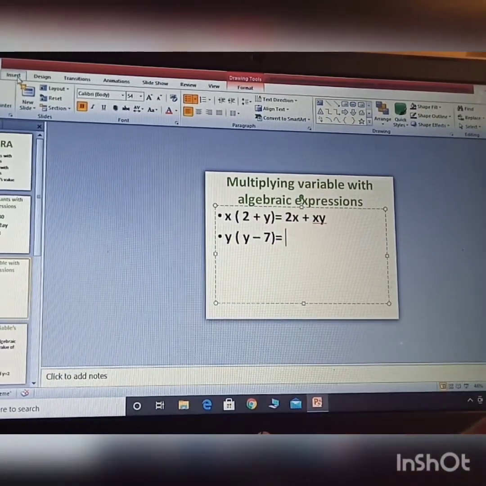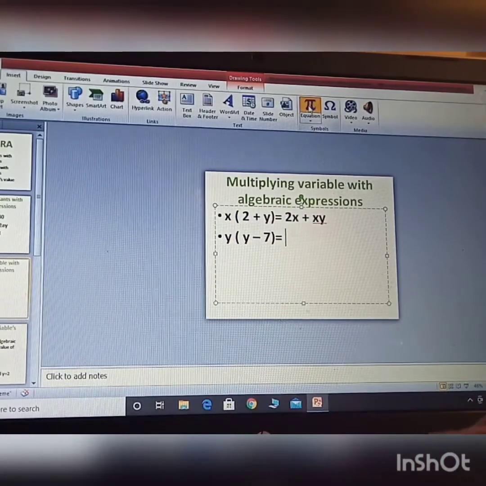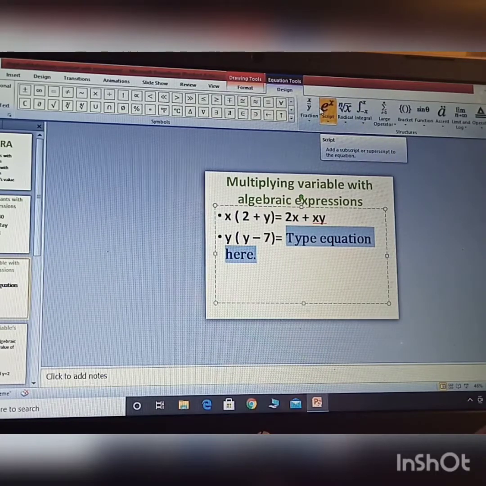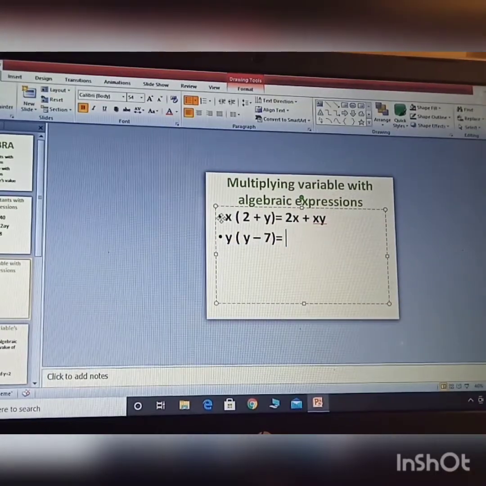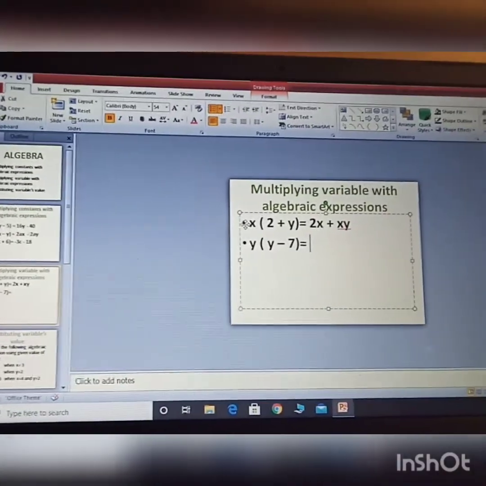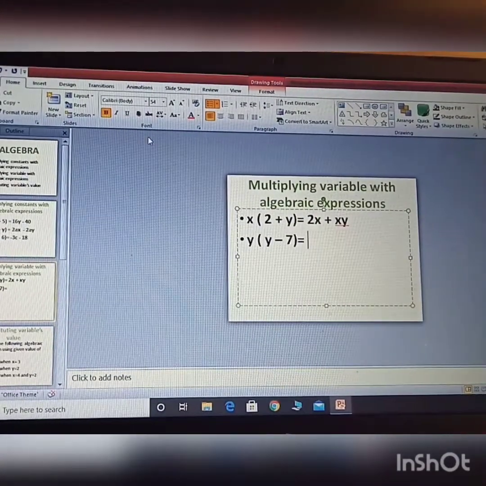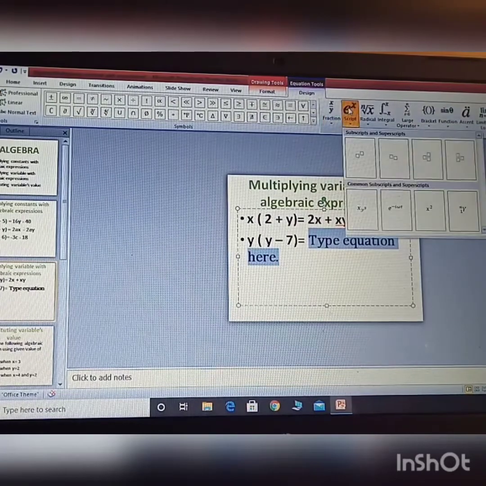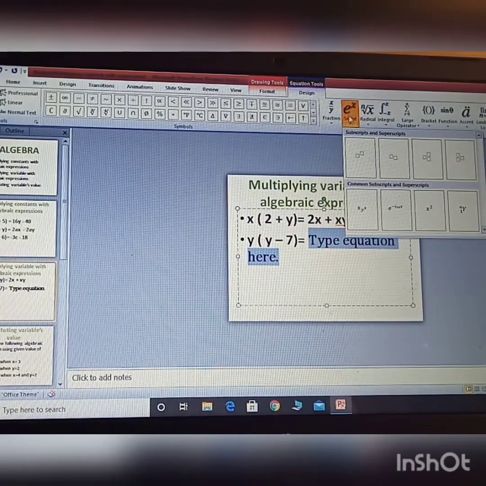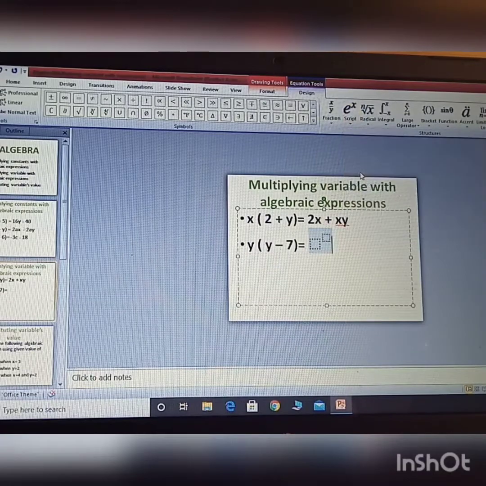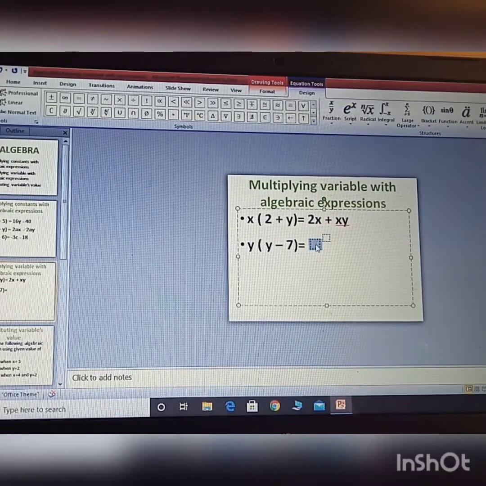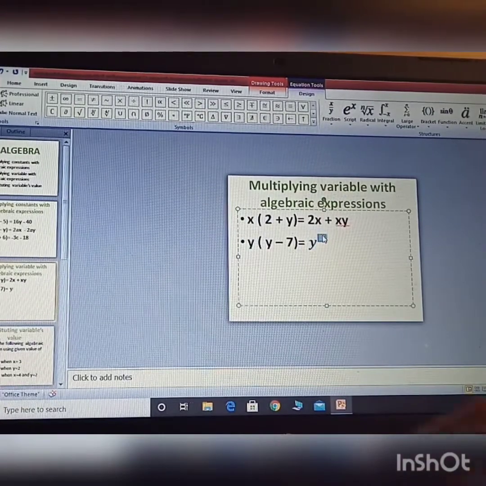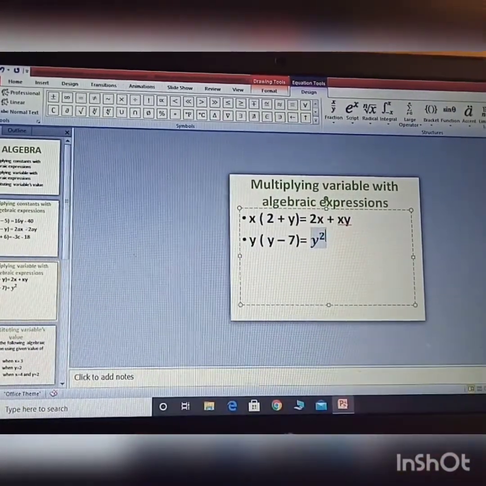To show the power 2, I need to insert an equation. So let me show you this one. Let's insert, yes, you can see here it is e power x being shown here. So from here you will get this thing. Let me show it here, y power 2. So 2 will be shown in the index.